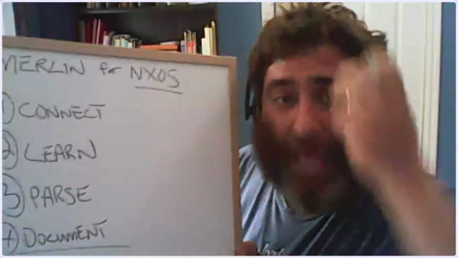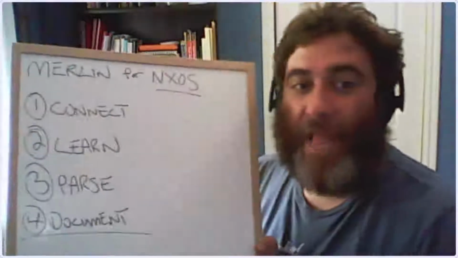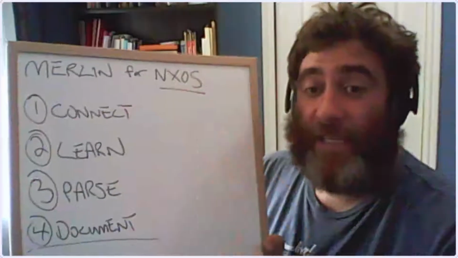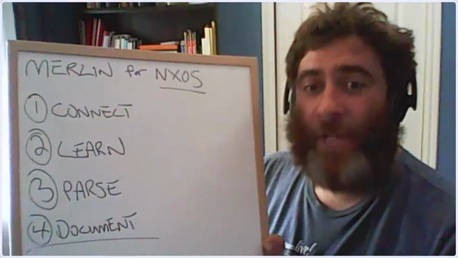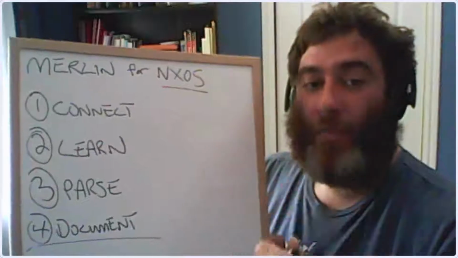So what I did is I went out and got a whiteboard to help explain what I'm doing here and what Merlin is, right? So Merlin for NXOS. And let's try to look at the 4 major things that we're going to do with Merlin. This is a high-level overview, and I'm going to do a deeper dive into each of these things in subsequent videos. But just to give you a sense on what Merlin is and what I'm trying to accomplish here.